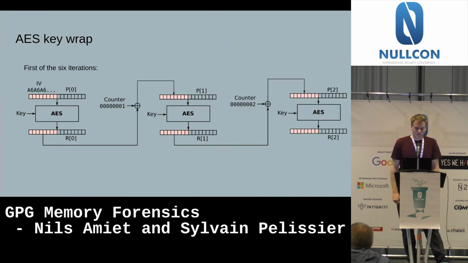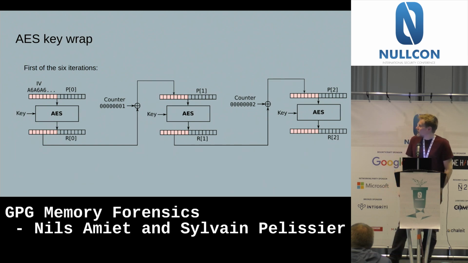But it's not the case so far. We figured out that the encryption of the memory is done using the AES key wrap mode of operation. It's not well known, but it's used by a few solutions like Cryptomator or Apple. It's quite simple. An IV is input, which consists of A6 8 times, concatenated with the first plaintext block. Then it's encrypted with AES. The first part of the result is XORed with a counter, concatenated with the second plaintext block, and so on.